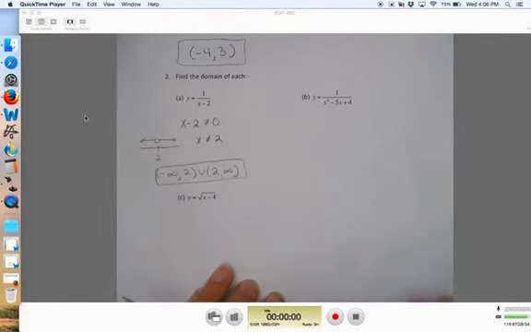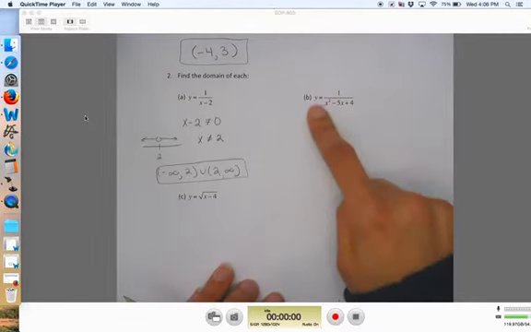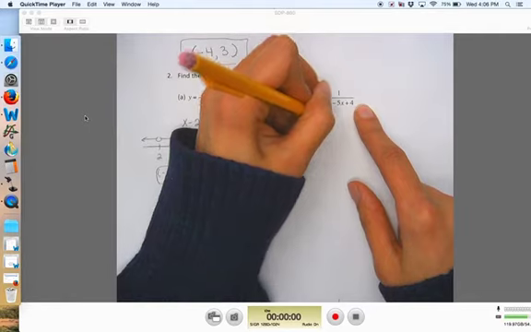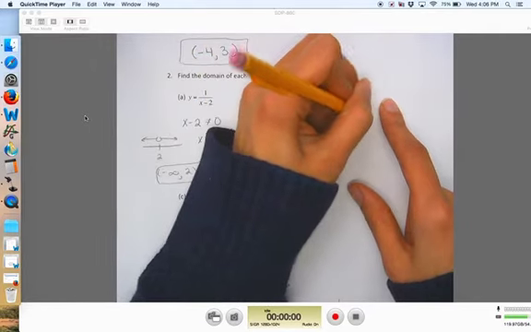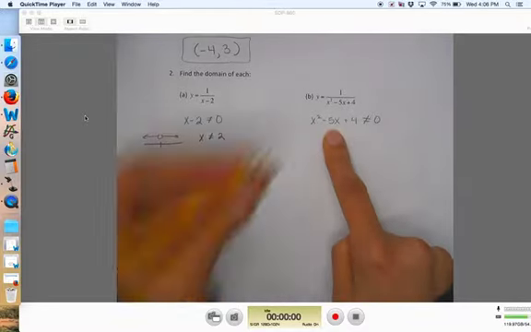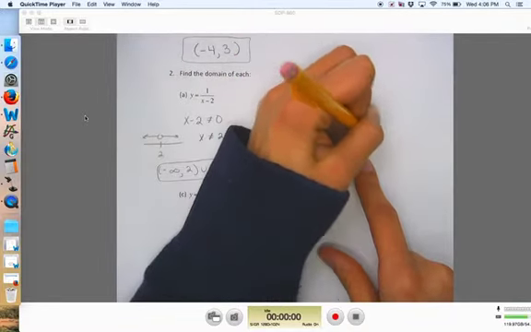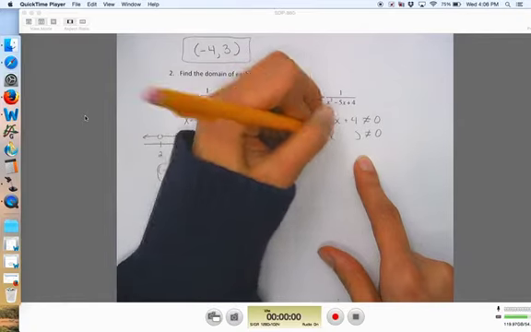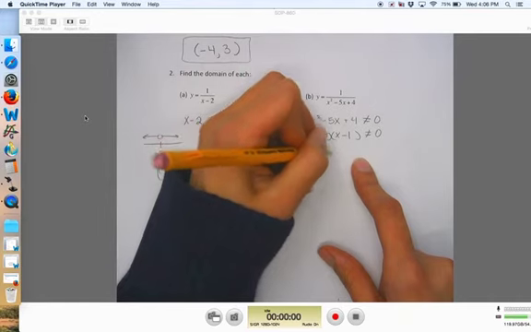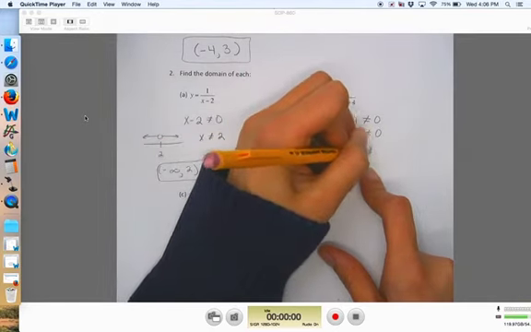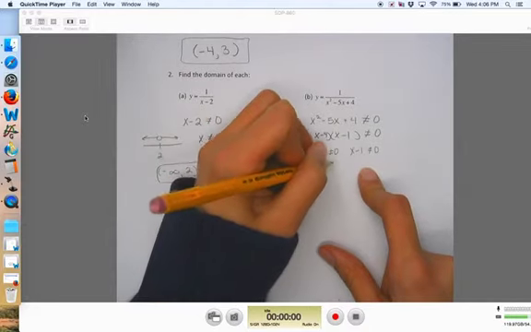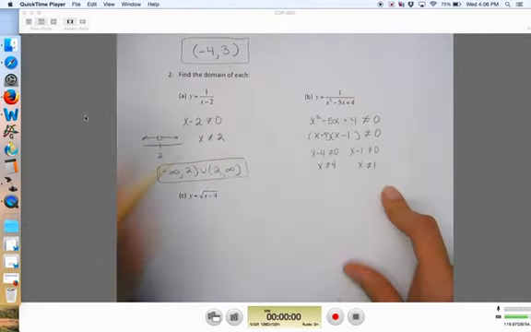So in part B, we have another rational function, so we know that we can't have 0 in the denominator. So to find the domain, we want to find the x values that would make the denominator 0. We're going to factor this. x minus 4, x minus 1. So there are 2 x values that will make this function undefined, and that's 4 and 1.